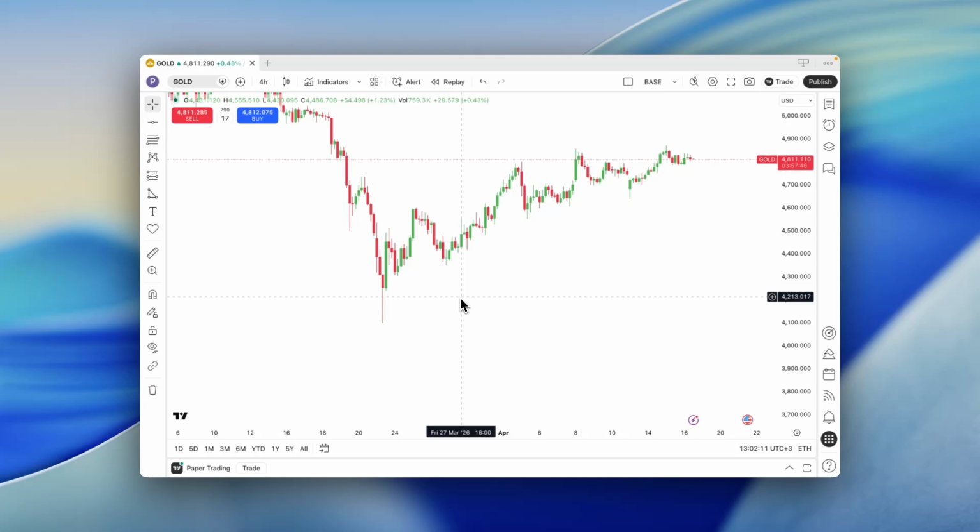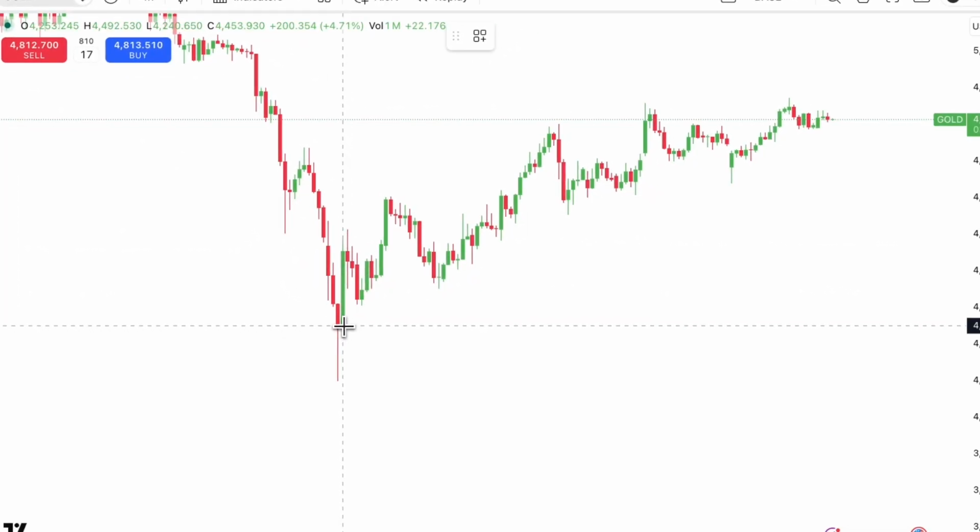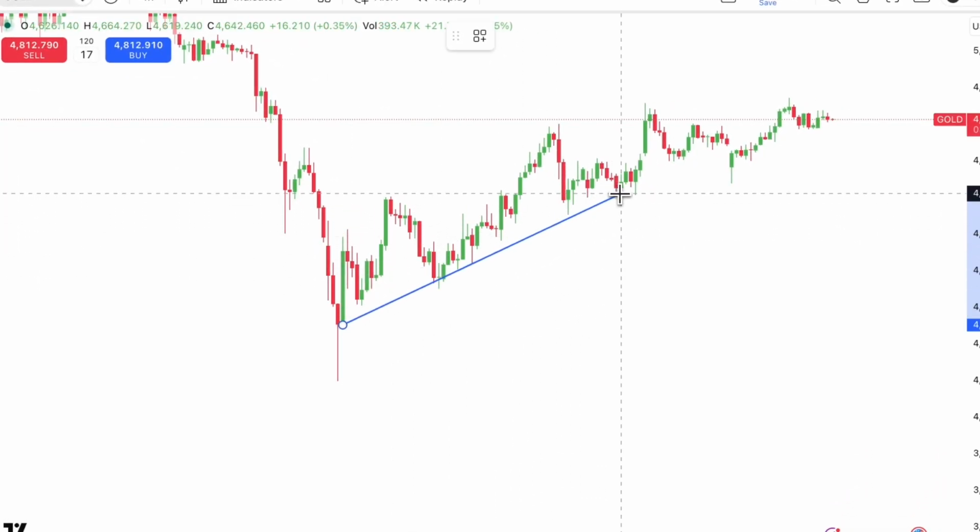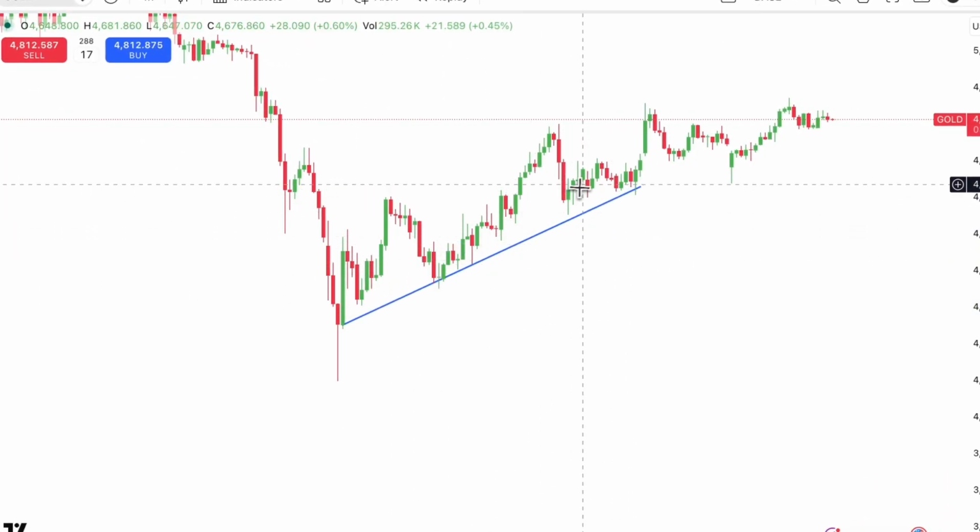For this instance, I'm going to show you what a bullish triangle is and how it can be used when trading. So we're seeing that gold's price has moved in an upwards fashion. Let's draw our trend line starting from the swing low and moving towards a higher high. So you can see higher lows are moving in upwards fashion.